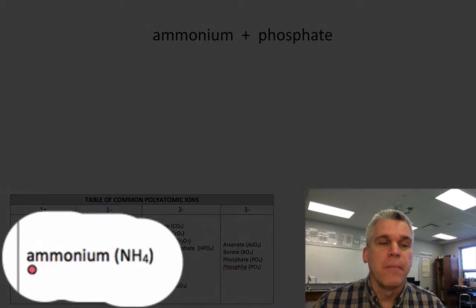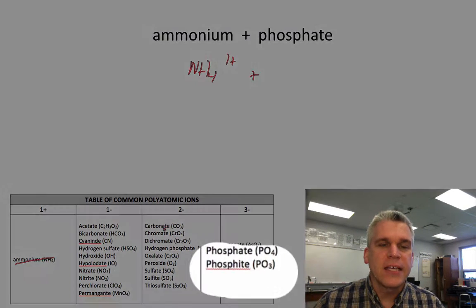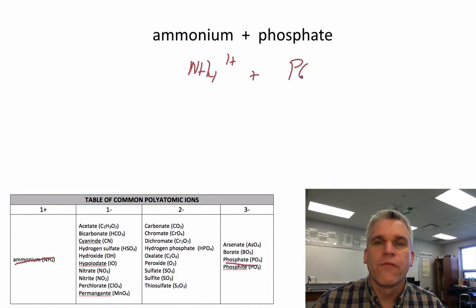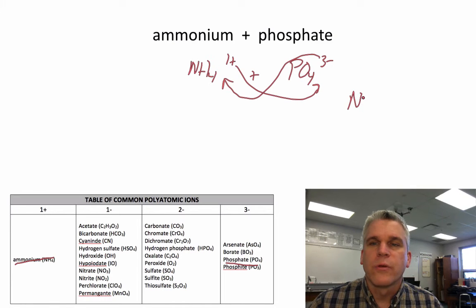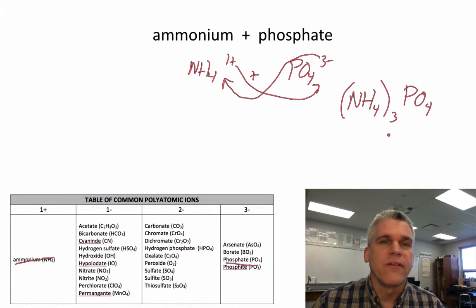So for instance, ammonium is NH4, and we know that it has an oxidation number of 1 plus. Phosphate is under 3 negative. That's a PO4, 3 negative. So again, we still do the crisscross. We put the 3 here, and the 1 goes with the phosphate. So we write out ammonium, NH4. We have to show there's 3 of them, so we have to put that into parentheses. Remember, anytime you have a polyatomic ion and you have more than one, you got to have parentheses. We only have 1 phosphate, so that would just be PO4, and we have ammonium phosphate.